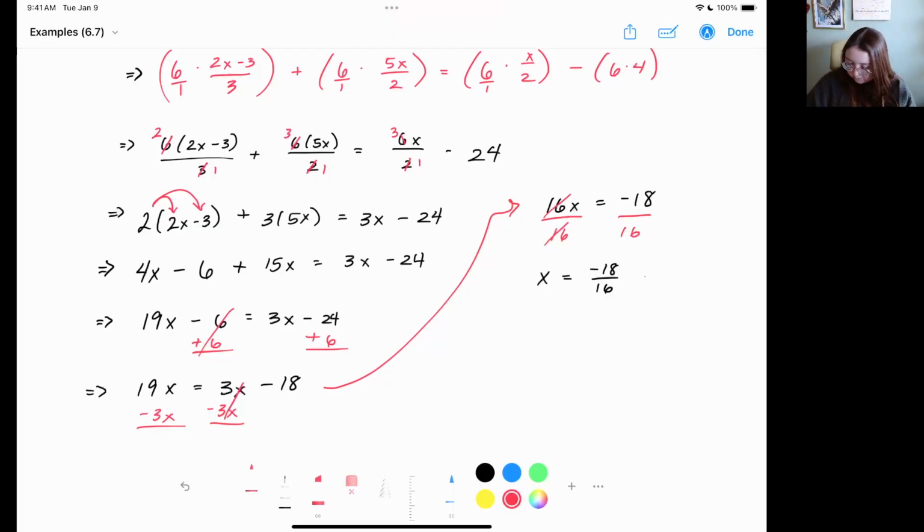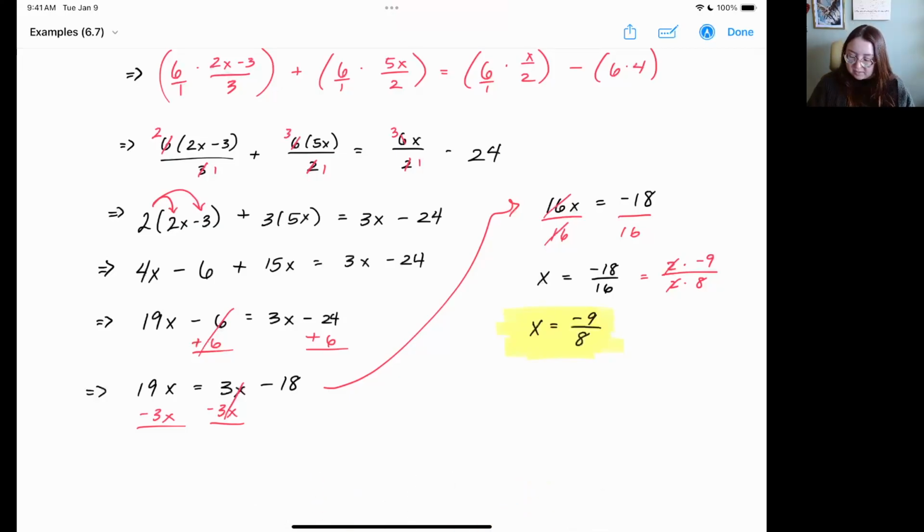So what we can do is write them out, expand them out a little bit. Negative 18 is the same as 2 times negative 9, and 16 is the same as 2 times 8. Our 2's can cancel because we're being divided here, and then all that's left is negative 9 over 8, which is now not able to be simplified any further, which means that it's in its most simplified form. So x is equal to negative 9 over 8.